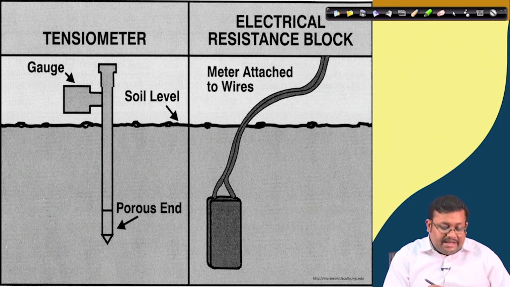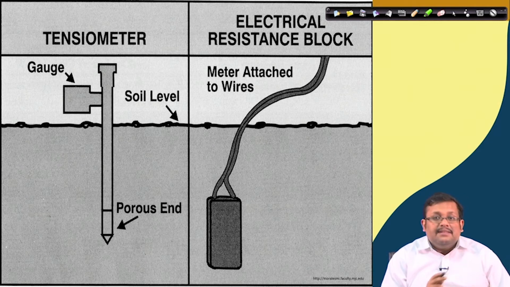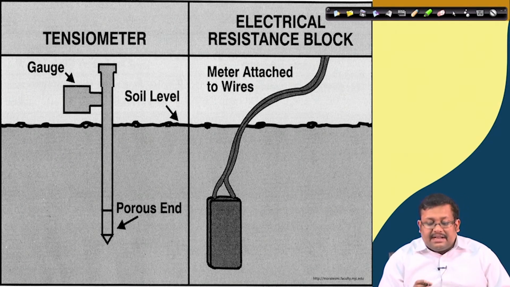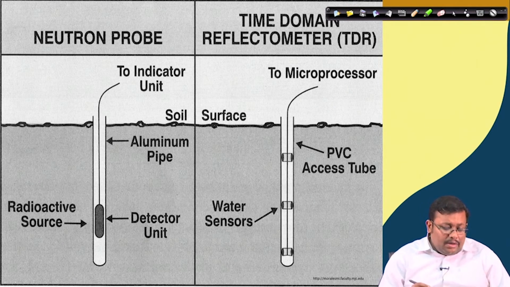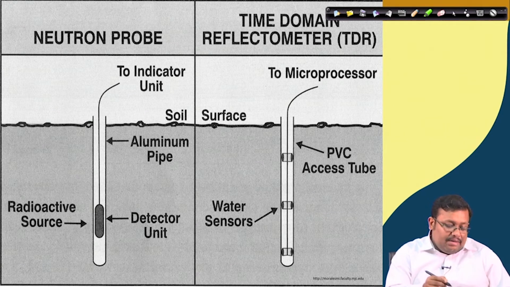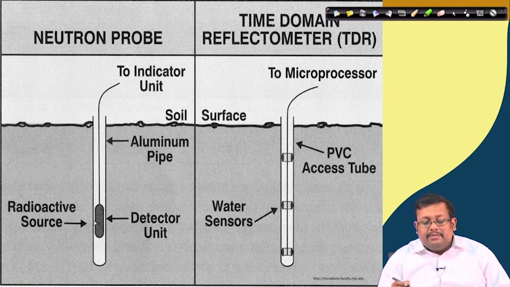You can see the tensiometer, how this porous head is inserted into the soil, and the gauge basically measures the vacuum. And the electrical resistance block, where the meter is attached to the wires, measures the resistance to electrical flow based on the amount of moisture absorbed. And this is the neutron probe. We have already said that this is an aluminum access pipe, and the detector unit is inserted, and the radioactive source is there. And similarly, the time domain reflectometer or TDR, you can see there are water sensors, and there is a PVC access tube.